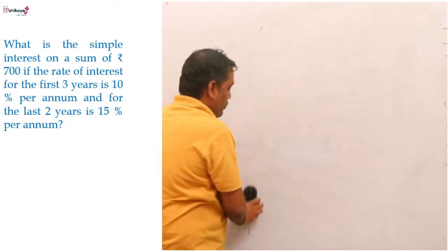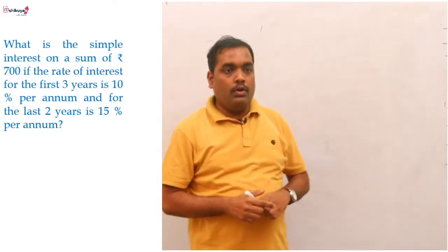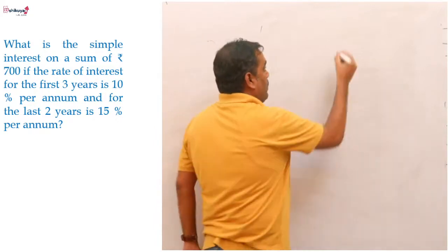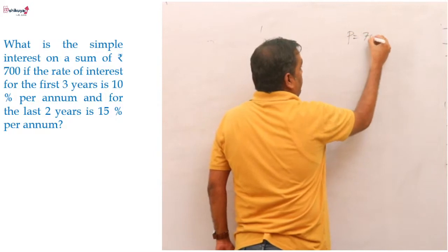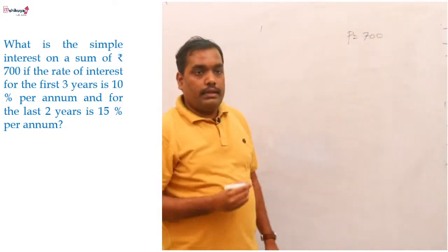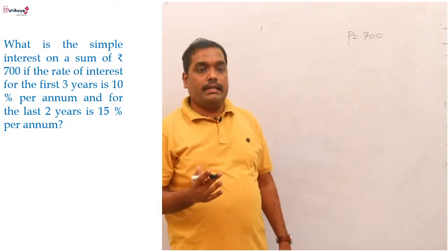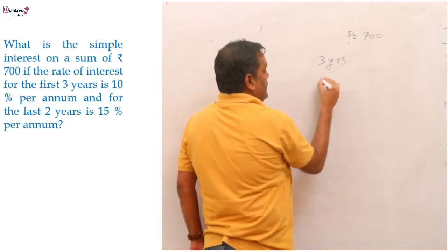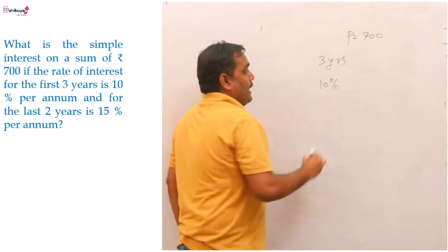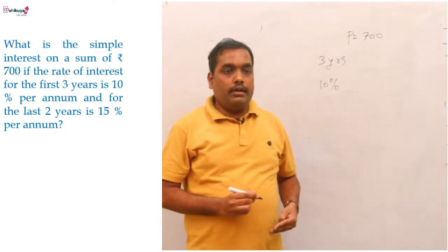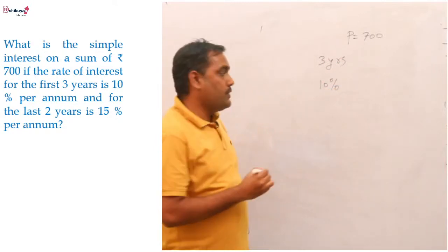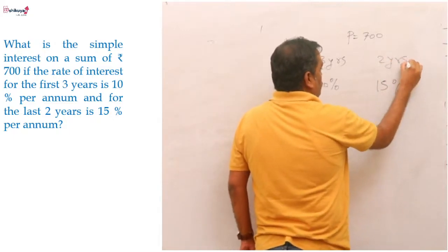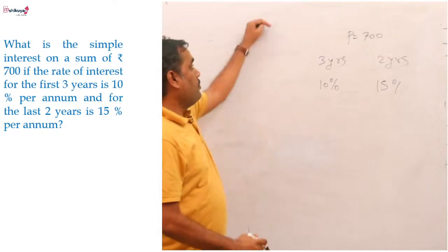Try to understand the given data first. What is the simple interest on a sum of rupees 700? So the principal amount here is again 700. The rate of interest for the first 3 years is 10%, and for the next 2 years the rate of interest is 15%. We have to calculate the total interest amount for 5 years.